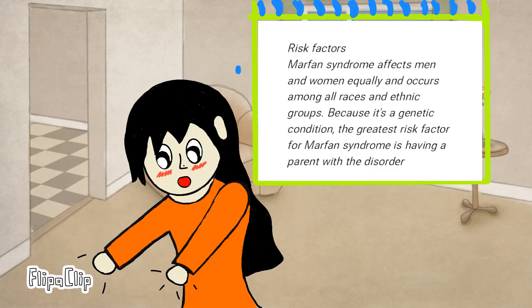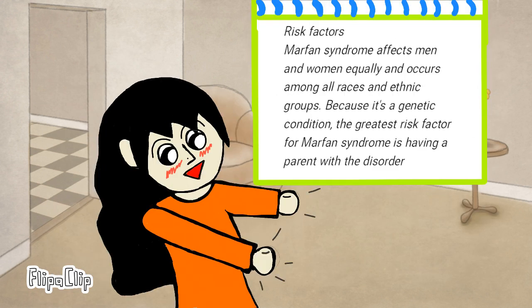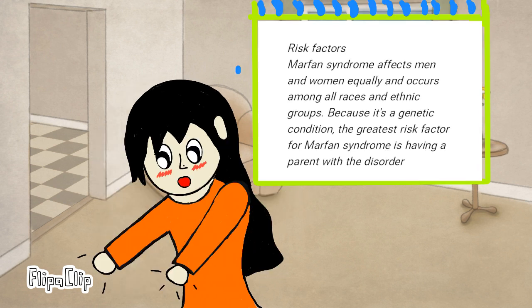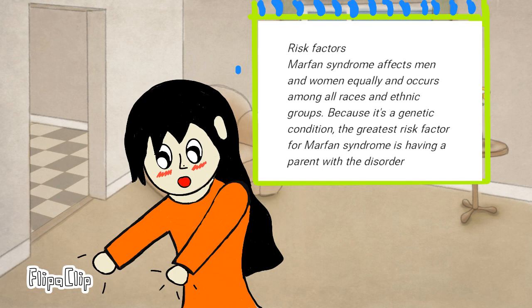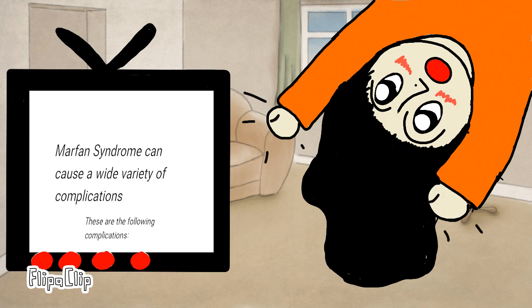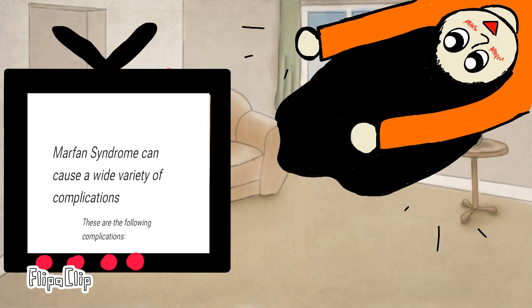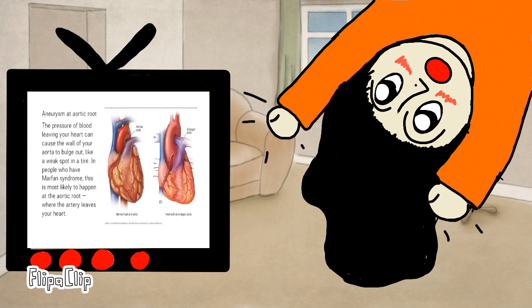Risk factors. Marfan syndrome affects men and women equally and occurs among all races and ethnic groups. Because it's a genetic condition, the greatest risk factor for Marfan syndrome is having a parent with the disorder. Marfan syndrome can cause a wide variety of complications. These are the following complications.